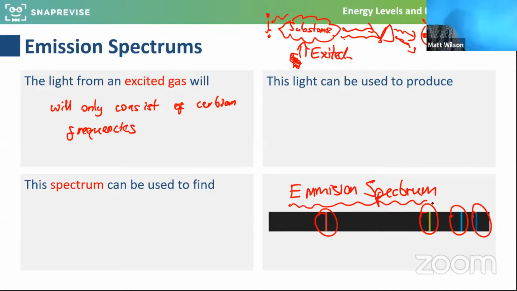Let's underline that, as opposed to an absorption spectrum, where instead these bands would be missing and you'd have lots of color where all the black is instead. So it's like you've just inverted where the colors are and where the black is. Good. So this light can be used to produce an emission spectrum.